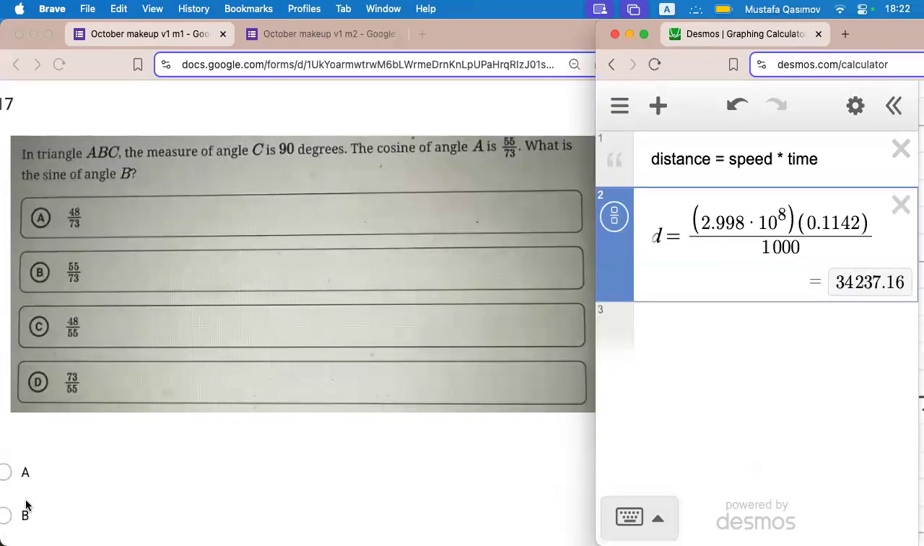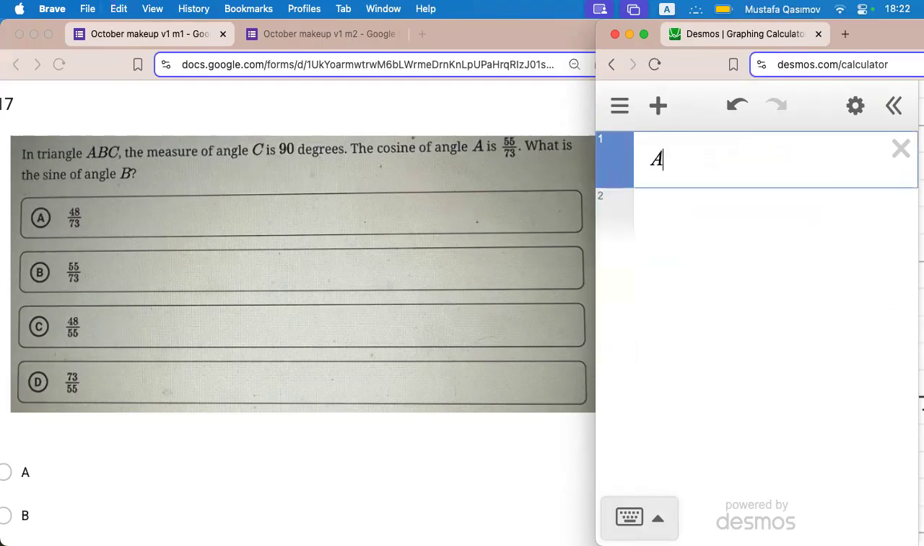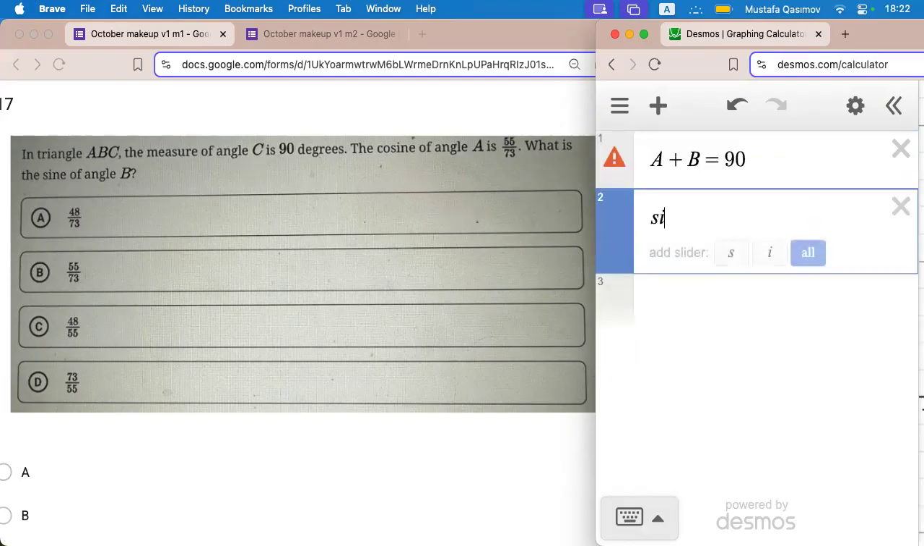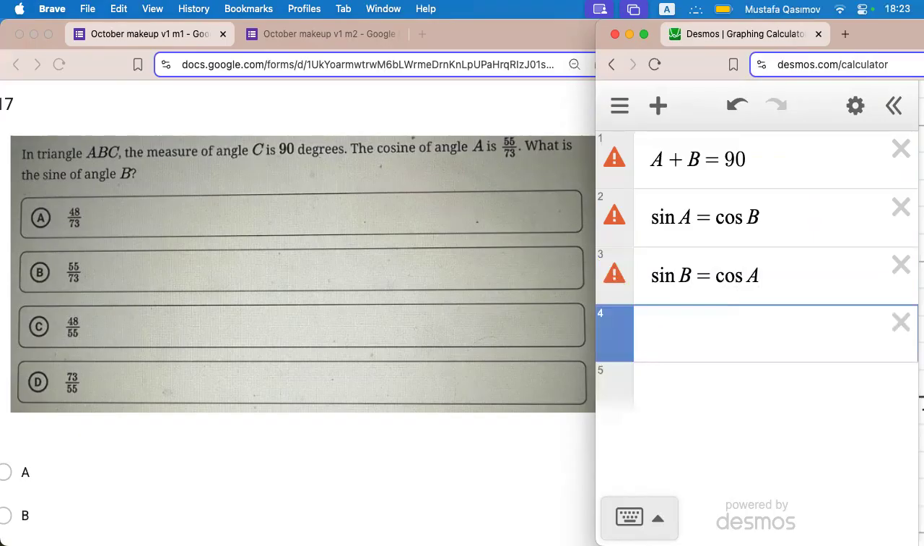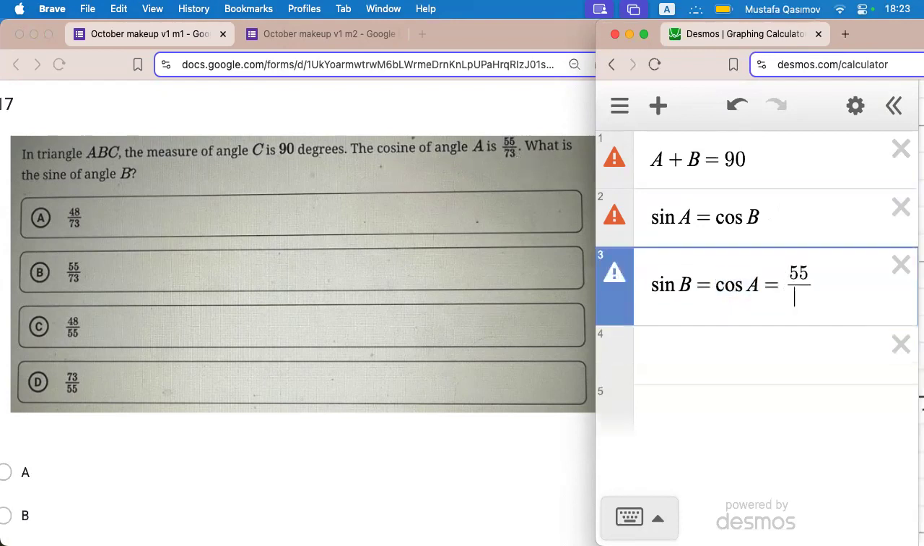17. For 17, we have to draw these three. No, I think we don't need to. Okay, it says that angle C is equal to 90 degrees. If C is equal to 90, it means that A plus B is equal to 90 degrees. When A plus B is equal to 90 degrees, we have this rule: sine A is equal to cosine B, and sine B, for example, is equal to cosine A. And also we can write it. It will be the same, right? Because cosine of angle A is equal to 55 over 73, and sine B will be like that also.